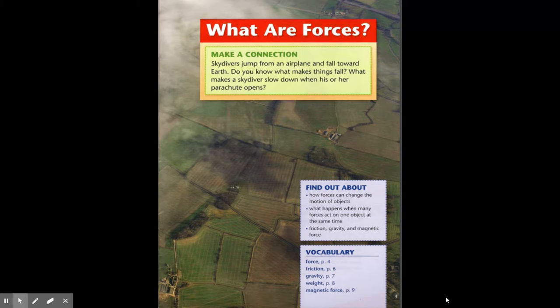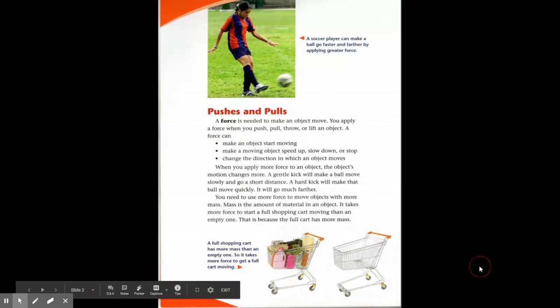correct. We're going to find out about how forces can change the motion of objects, what happens when forces act on one object at the same time, friction, gravity, and magnetic force. Our vocabulary is force, friction, gravity, weight, and magnetic force.